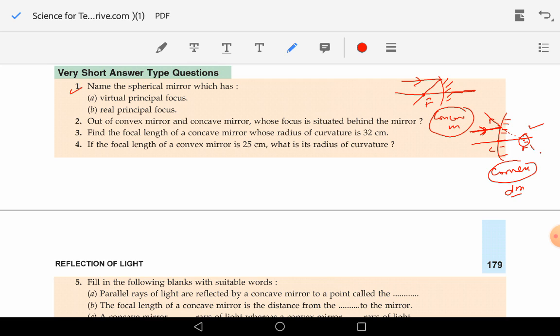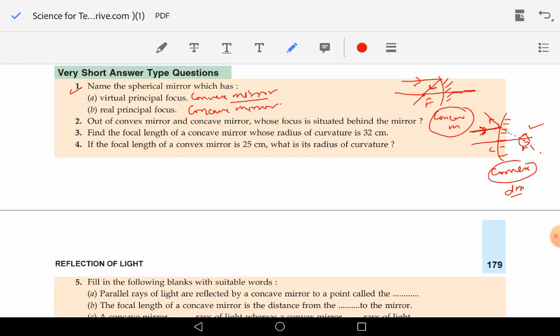So we can see clearly that a virtual principal focus is in case of a convex mirror, because this focus is behind the mirror, and a real principal focus is in case of a concave mirror, because that focus is in front of the mirror and the reflected ray of light actually passes through it.